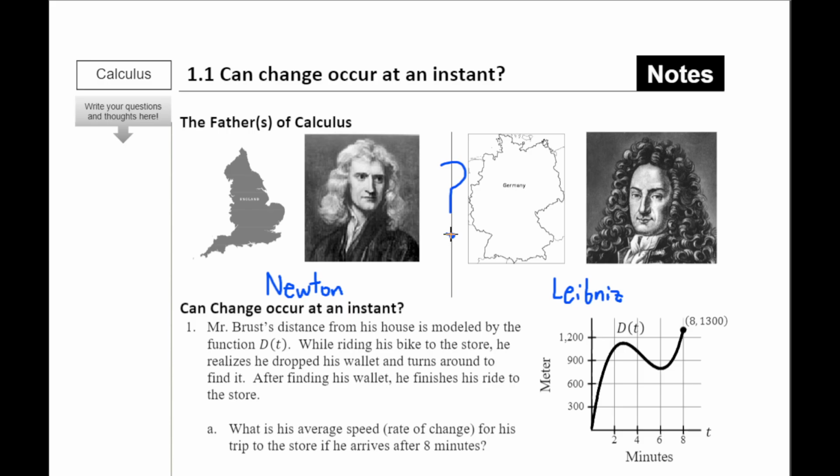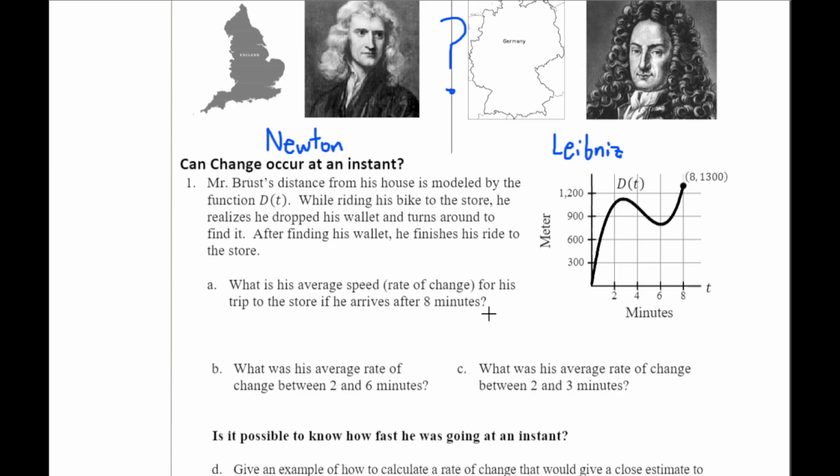So, who is the founder of calculus? There is controversy between these two over who founded calculus. If you're interested in learning more about this debate, you can Google it. On to the lesson. Question 1.